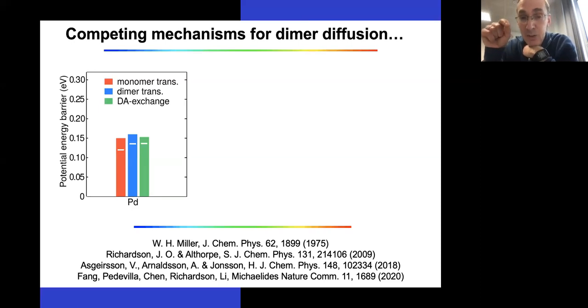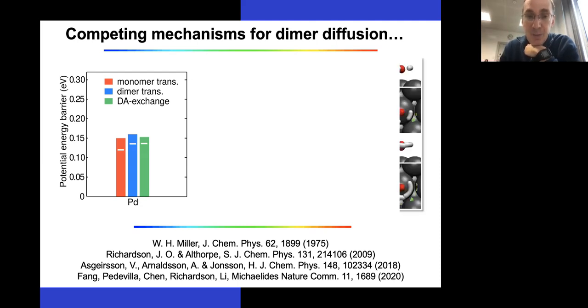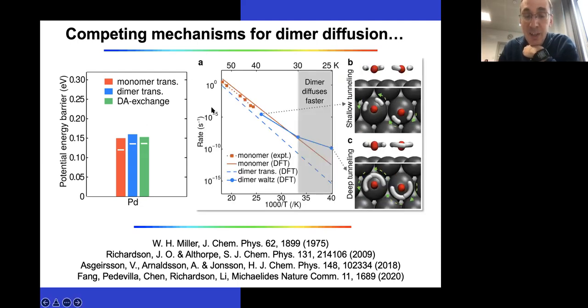If we then add on to the zero point energy the fact that the protons can tunnel, we can then make estimates of the rate. And for these calculations, we didn't do full path integral simulations. Instead, we used a really nice and powerful approach from Stuart Althorpe and Jeremy Richardson, in which we did instanton calculations. And then we can estimate the rate.